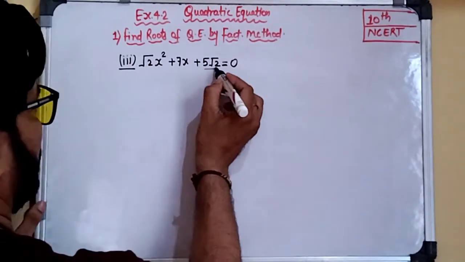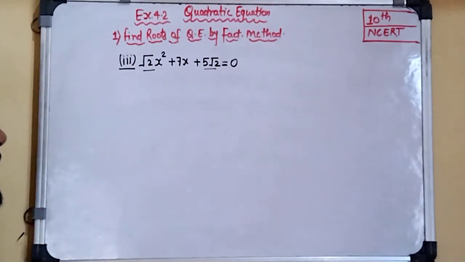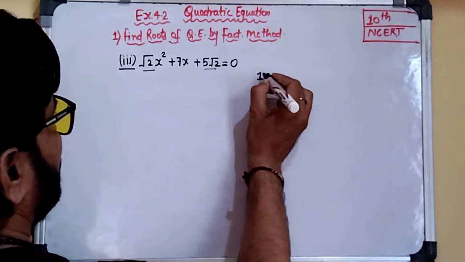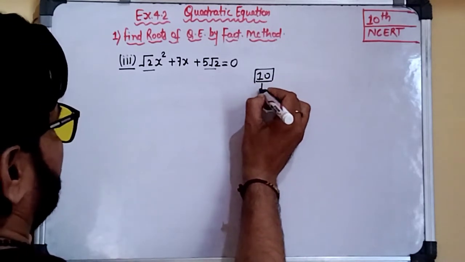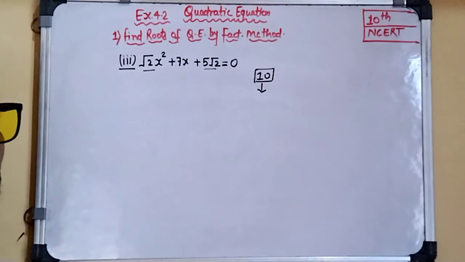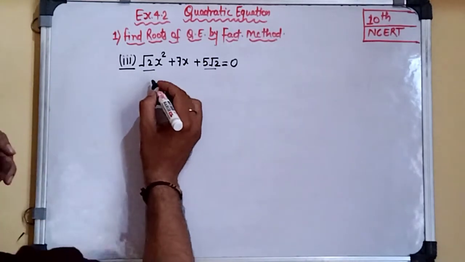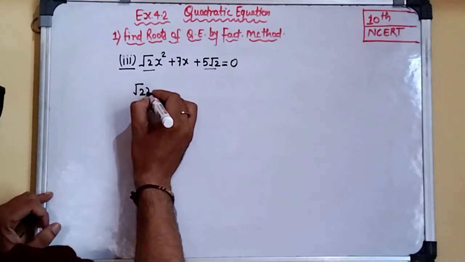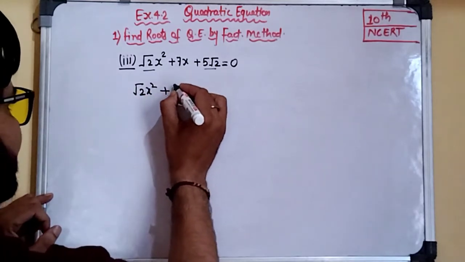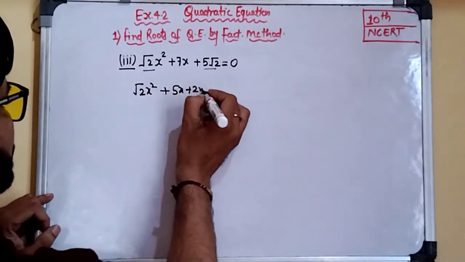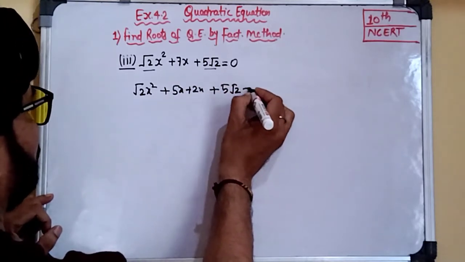Now the multiplication is 10, and 10 will be factorized as 5 and 2, where 5 plus 2 is equal to 7. Okay, then how can we write? Root 2x square plus 7x can be written as root 2x square plus 5x plus 2x, plus 5 root 2 is equal to 0.